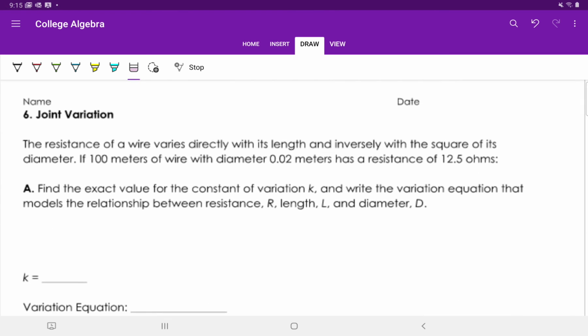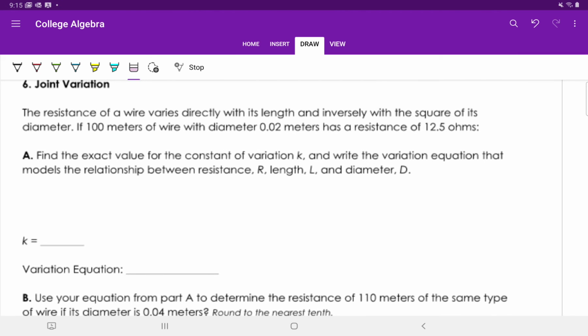Question 6 is a word problem about constants of variation. Now, be careful because this problem involves 2 types of variation. There is a direct variation and an inverse variation. And if you don't remember exactly what those do, I recommend that you go back to the constants of variation video, because there is an example problem in that video that is identical to this one in almost every way. It's even about resistance and wires and things like that. So, a couple of notes.